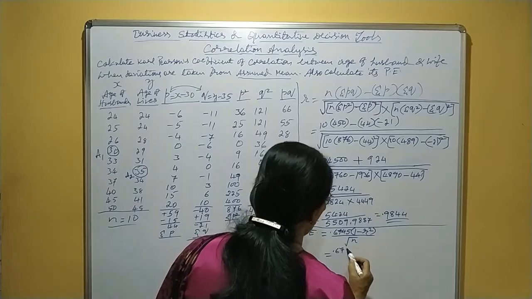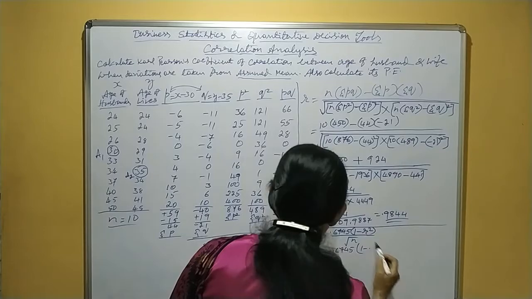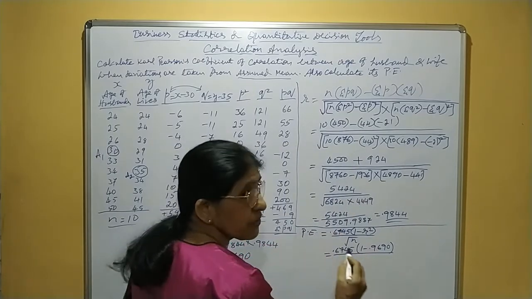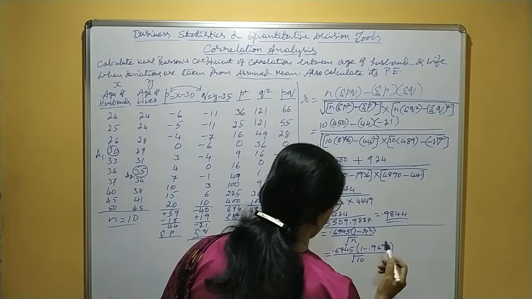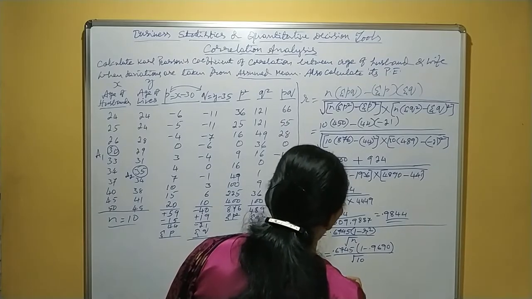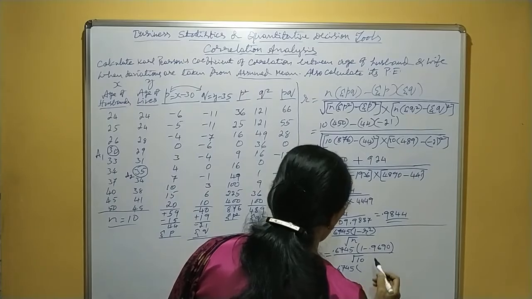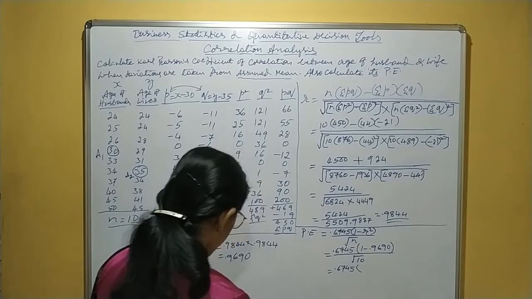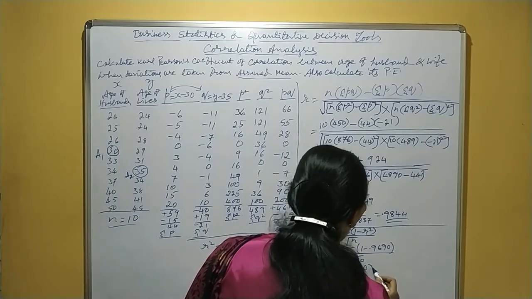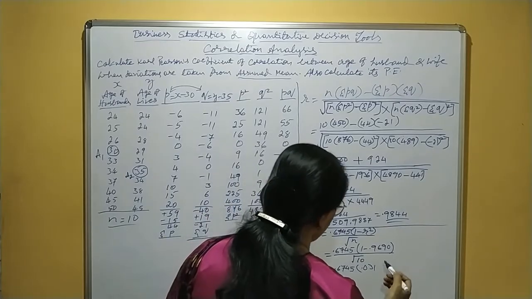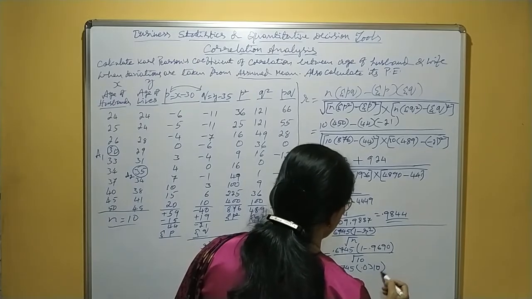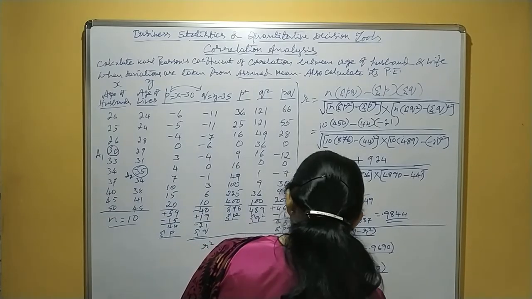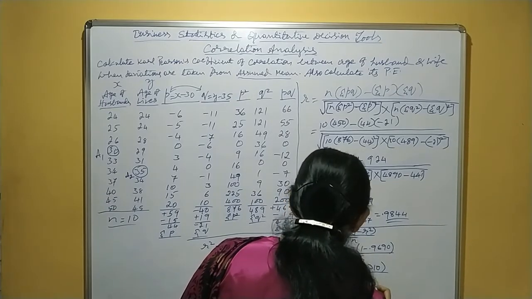Now apply the formula. Equals 0.6745 into 1 minus r square, that is already calculated, 0.9690, divided by square root of n. N equals number of paired values, that is square root of 10. Now equals 0.6745 into 1 minus 0.9690. It comes to 0.031, or you may take 0.0310. Divided by square root of 10. Square root of 10 is 3.1623.